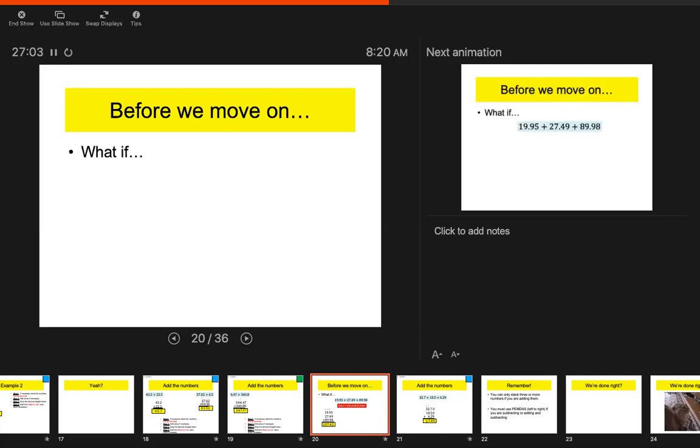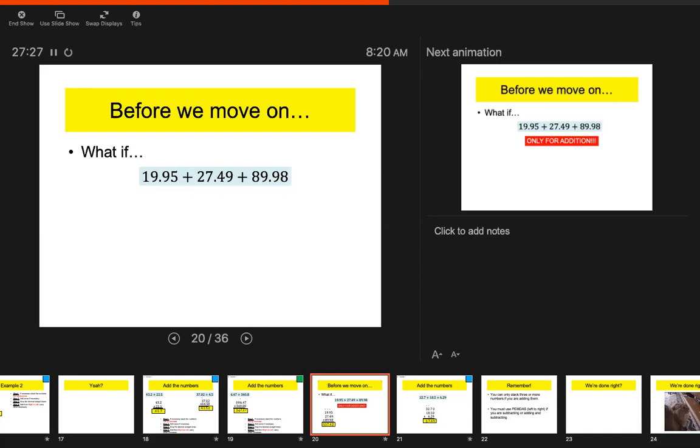Before we move on, now I need everyone to stop, look at the board, listen and think. What if I had 3 numbers? That'll be ugly. Could we stack 3 numbers, yes or no? Easily. Could we subtract 3 numbers? Well, no, you'd have to subtract 2 and then subtract. So addition is the only one that you are allowed to stack.